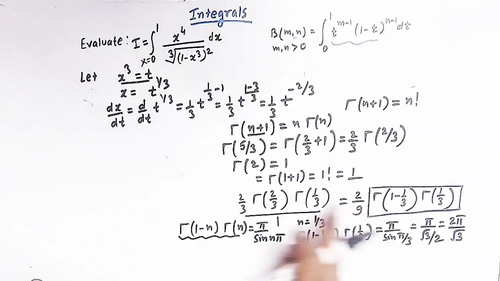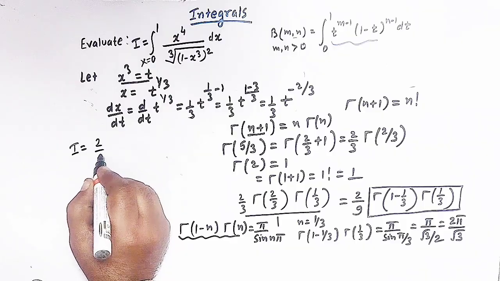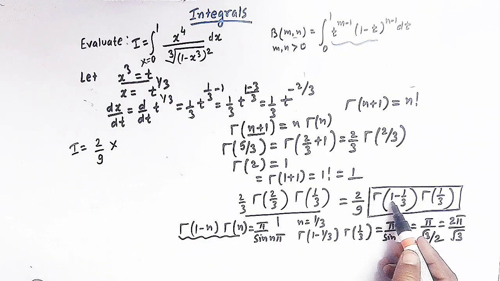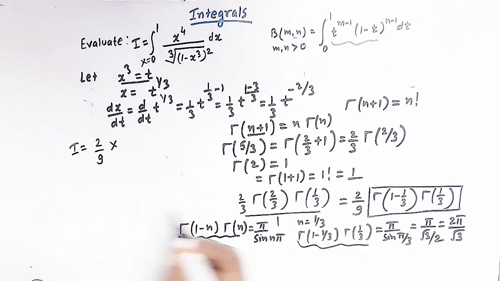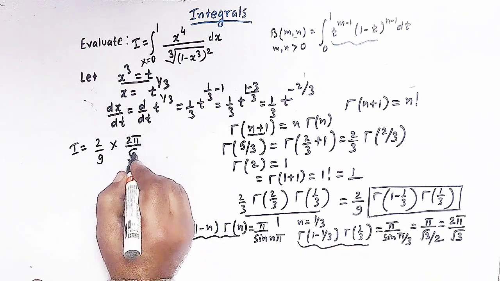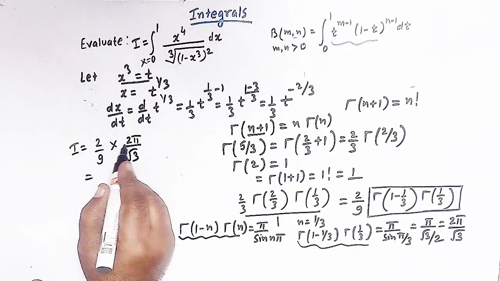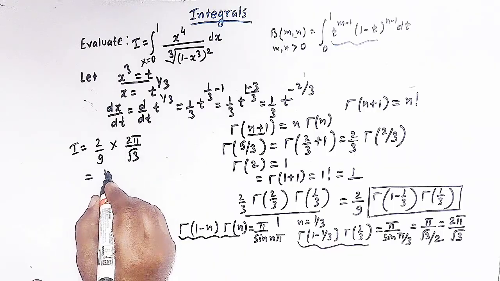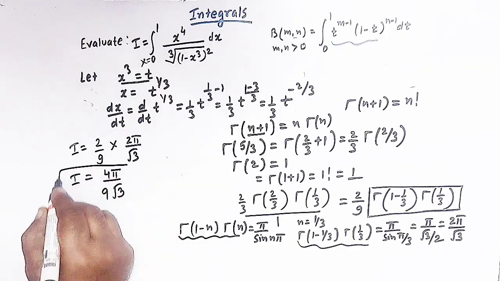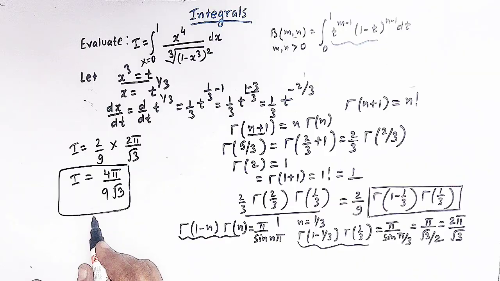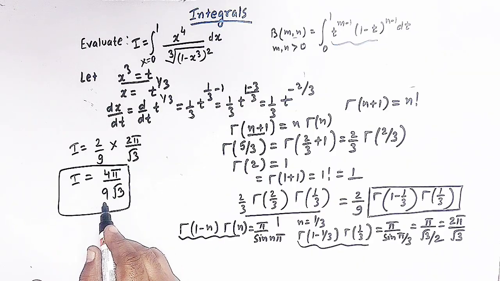So now the value of the integral I is equal to 2 by 9 times gamma of 1 minus 1 over 3 times gamma 1 over 3, and the value of this expression is equal to 2 pi over square root of 3. So we can now multiply 2 and 2 pi, so we have 4 pi over 9 root 3. So viewers, the value of this given integral is given by 4 pi divided by 9 times square root of 3.